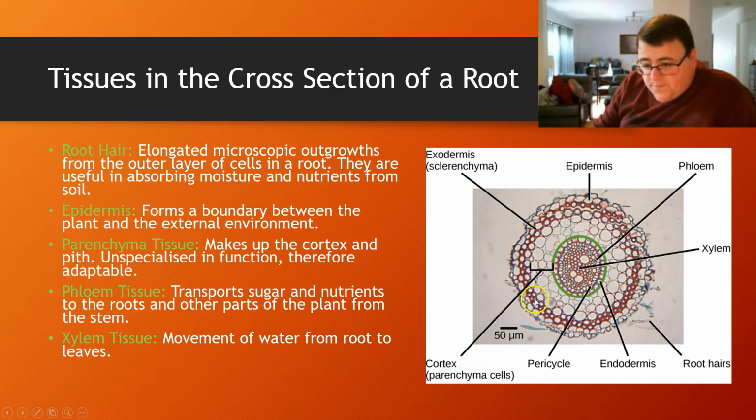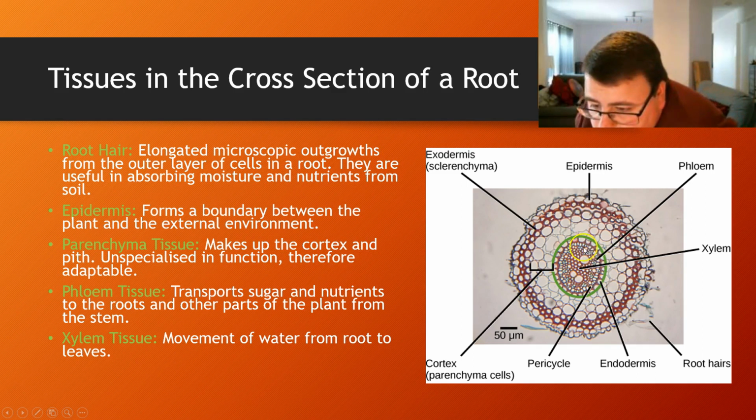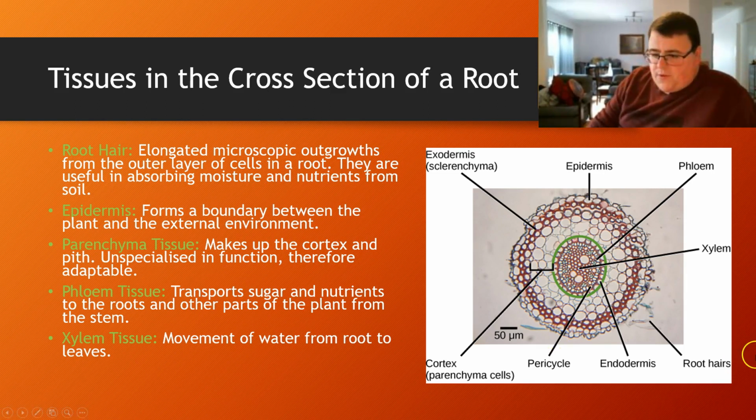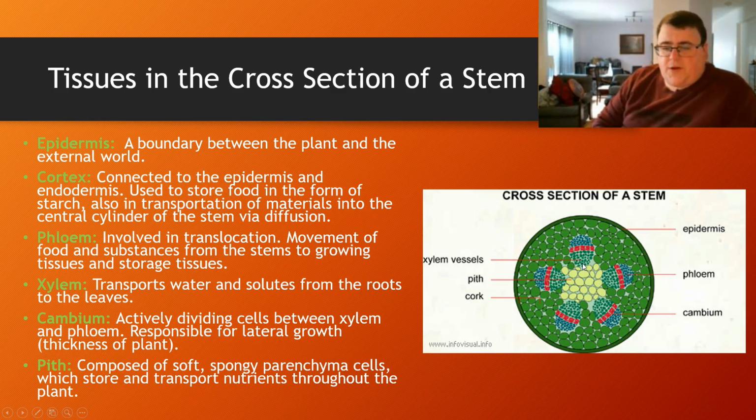You have your phloem, which is your light blue ones all around the edge here. What they're doing is transporting sugar and nutrients to the roots and other parts of the plant from the stem. We also have our xylem in the center, which is used for movement of water from the root to the leaves.